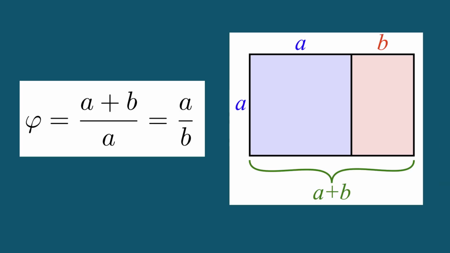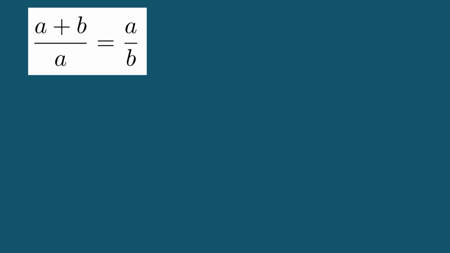Imagine a rectangle where the shorter side is length a, and the longer side is length a plus b. When the ratio of the longer side to a is the same as the ratio of a to b, we call this value the golden ratio, or phi. That is, phi is equal to (a plus b) over a, which is equal to a over b. Now let's solve for phi.